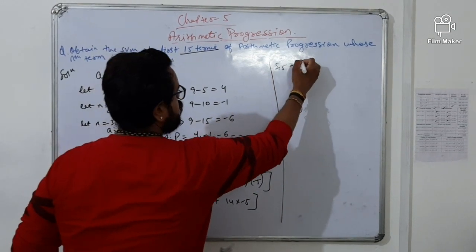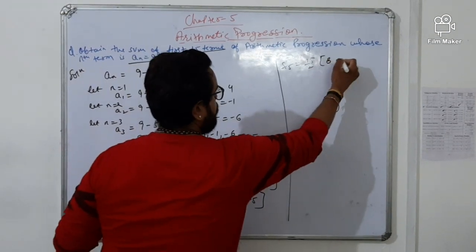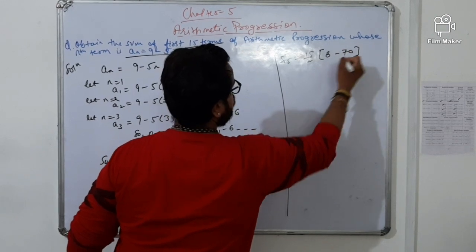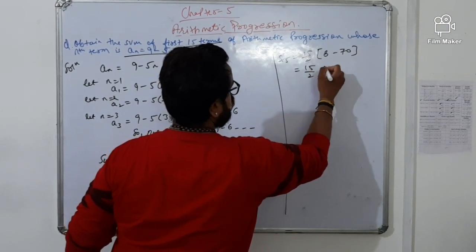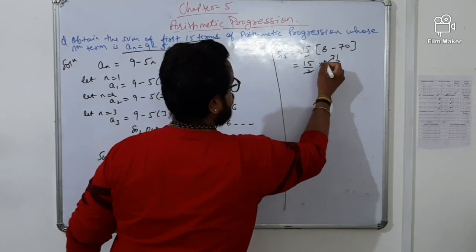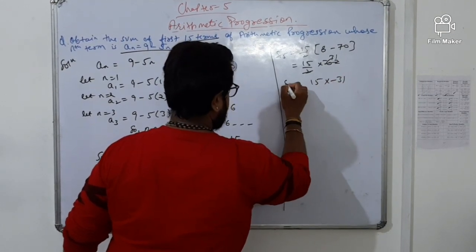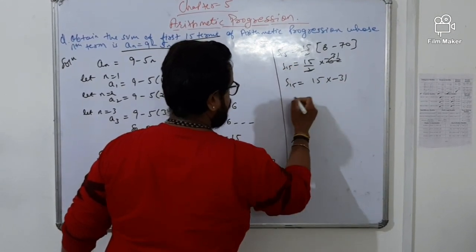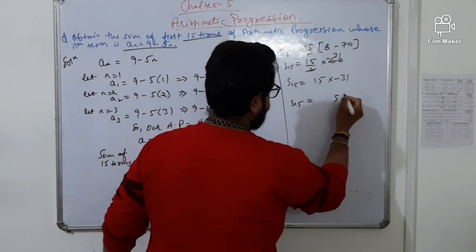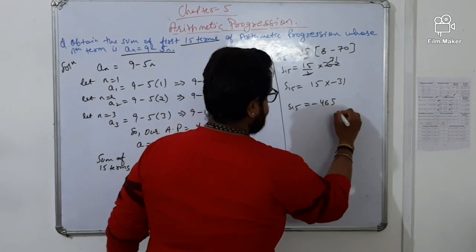So now continue. S15 is equal to 15 by 2, bracket 8 minus 70, since 14 fives are 70. Now 15 by 2 into this will be minus 62 divided by 2, we will get minus 31. So 15 into minus 31. So the final answer: 15 ones are 15, 5 carry 1, 465, so S15 is minus 465. This will be your answer.